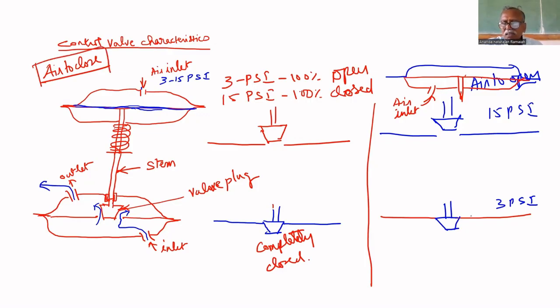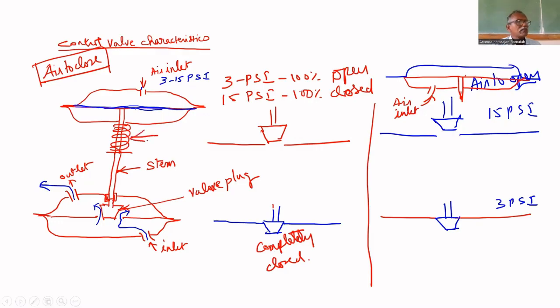Here, for 3 psi, it is completely closed, so we have to lift this plug up so that it will be open. Air is required to open. That's why it is the air to open type. So there are basically two types: air to open and air to close.